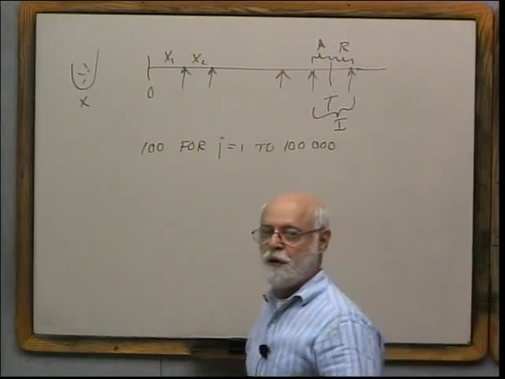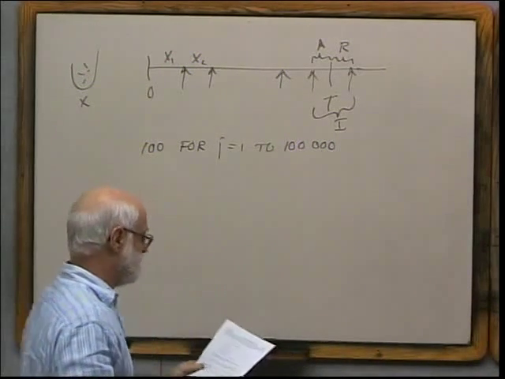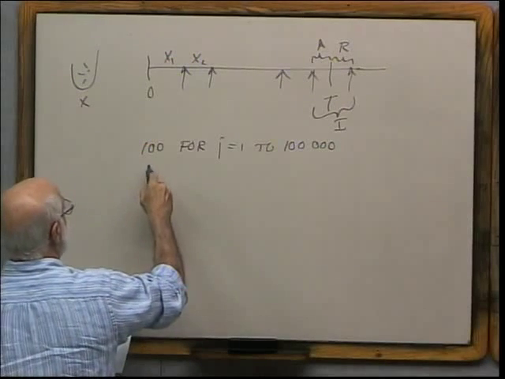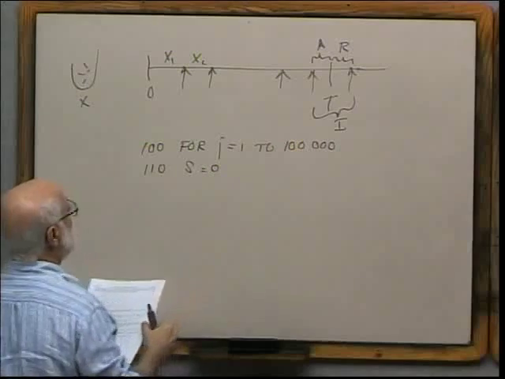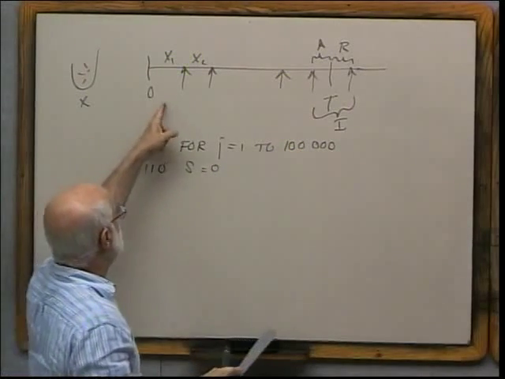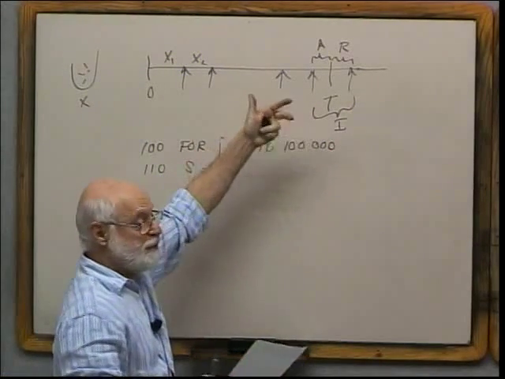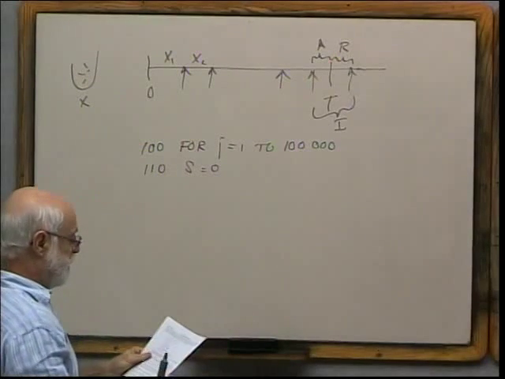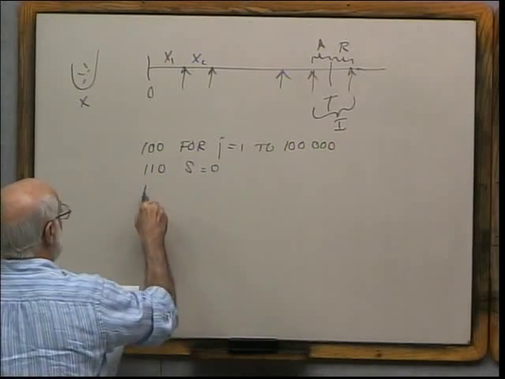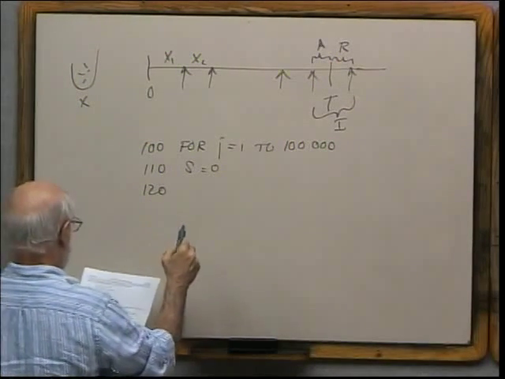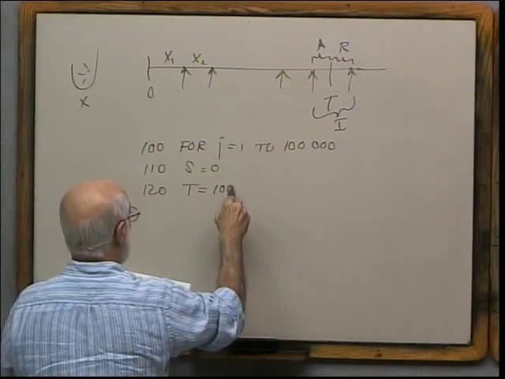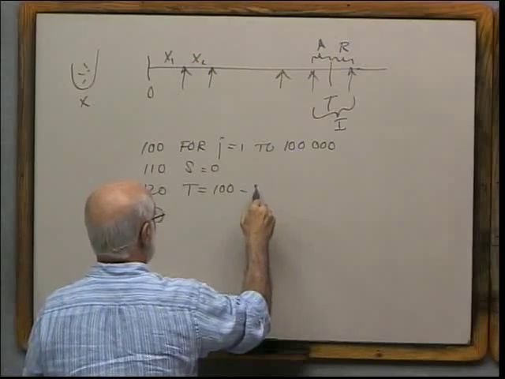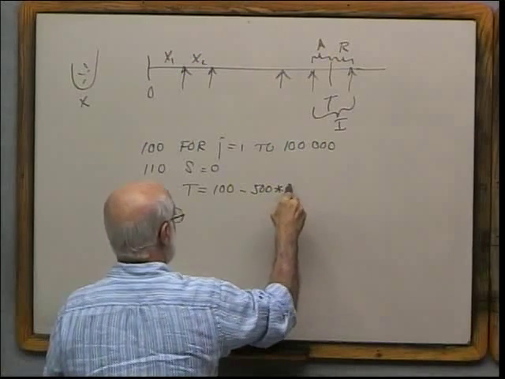No big deal. Statement number 110: S, which is going to turn out to be defined as the sum of the inter-arrival times, the x's, you initialize that to 0. Statement number 120. The way it's written, it says t is equal to 100 minus 500 times the log of 1 minus RND.